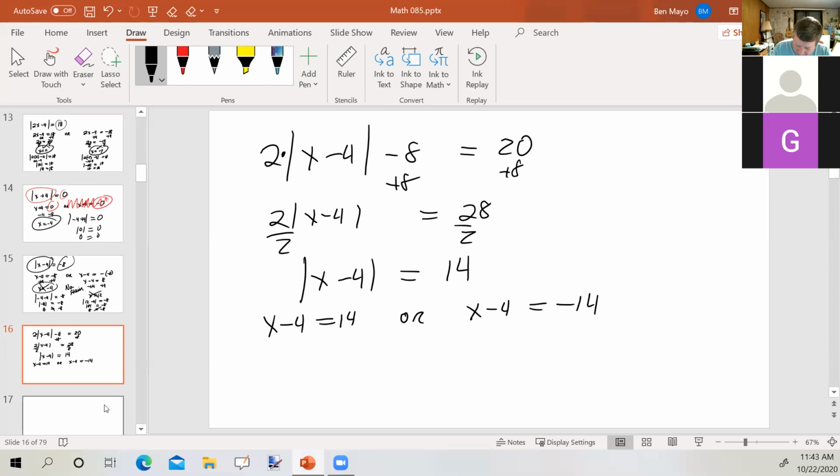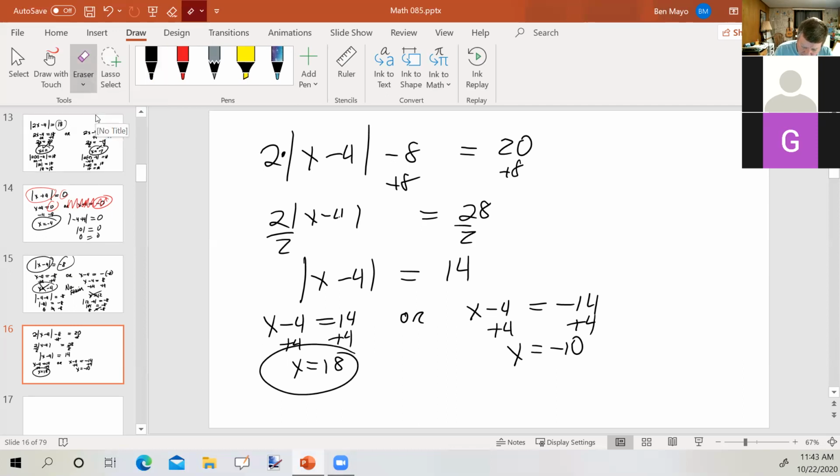So now back to this x minus 4 equals 14. We add 4, we get x equals 18. x minus 4 equals -14. We add 4, we get x equals -10. All right. If x is 18, here's what I'm going to do. I'm going to erase the stuff here in the middle to give me some room to write.